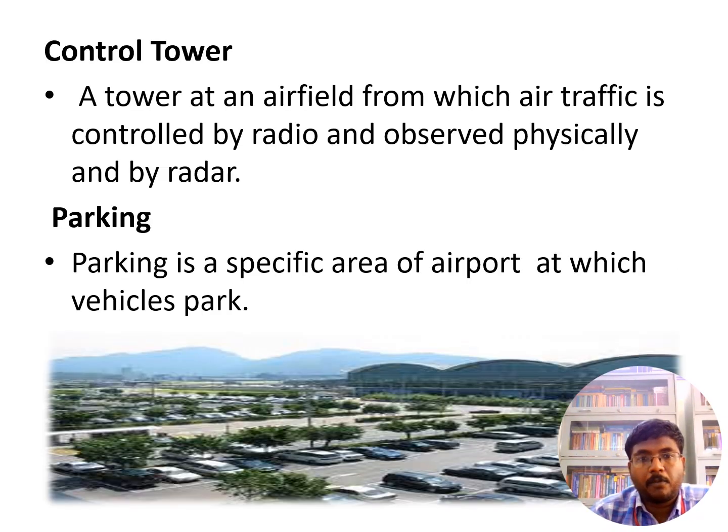Next we see about a control tower. The control tower controls the entire air traffic with the help of the radio and radar that are present inside the control tower. Next we see about parking. Parking is an area where passenger vehicles are parked outside of an airport.